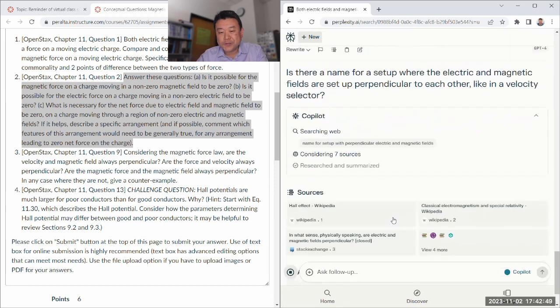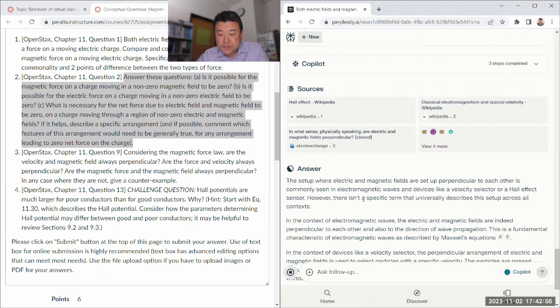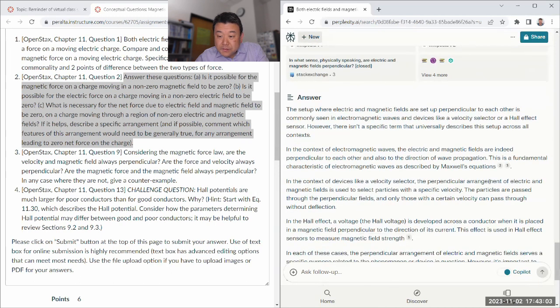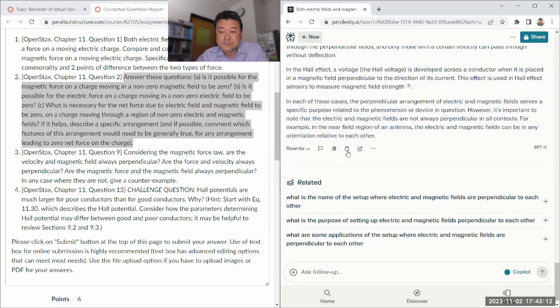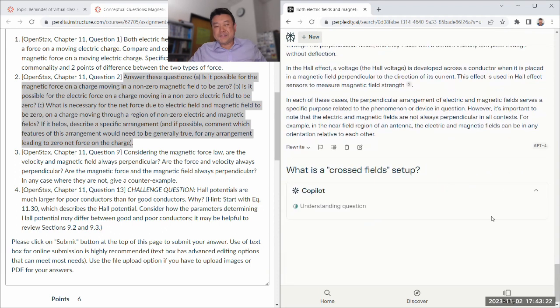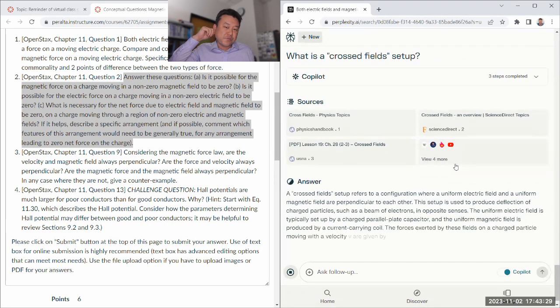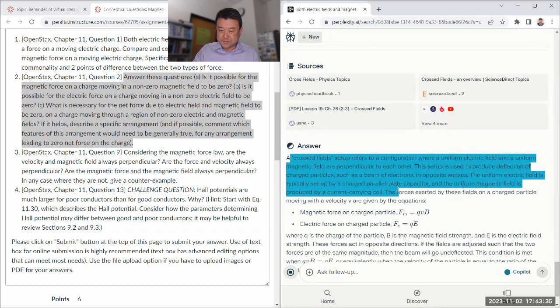There's a name for it. I don't know if it'll give the name. It says there's no specific term for a perpendicular arrangement. What do you mean? In the context of particles passed through perpendicular fields, I'm pretty sure this is not a term I'm making up. What is a crossed-fields setup? It might not be universally used, but it's used widely enough.